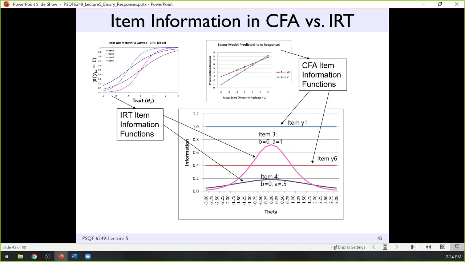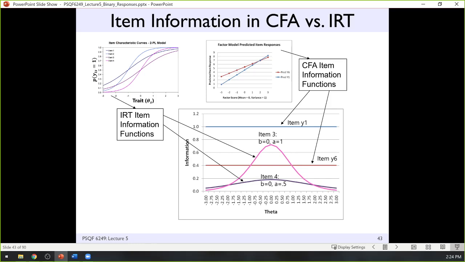It was one number in CFA because each of the item's information functions was flat. And the reason it was flat is because CFA is a linear model. If an item is good, it's good for everybody to the same extent. In IRT, if an item is good, it's good for people at that difficulty location. So difficulty matters.